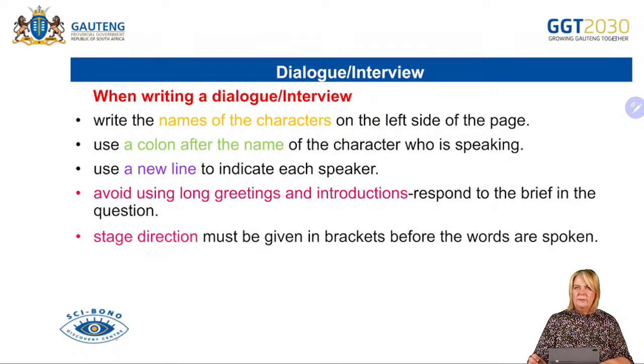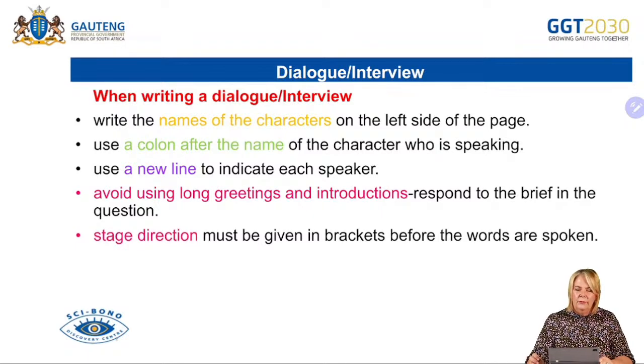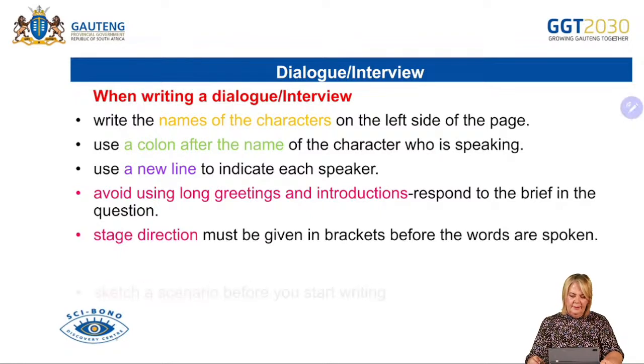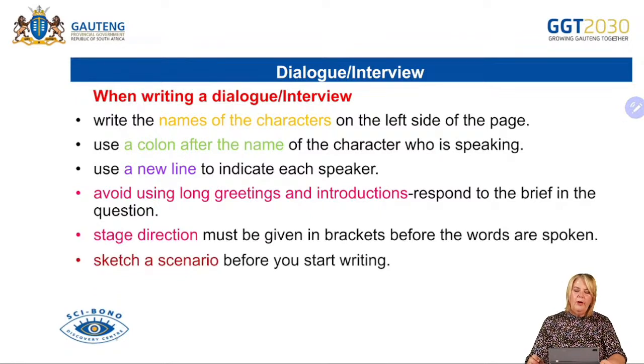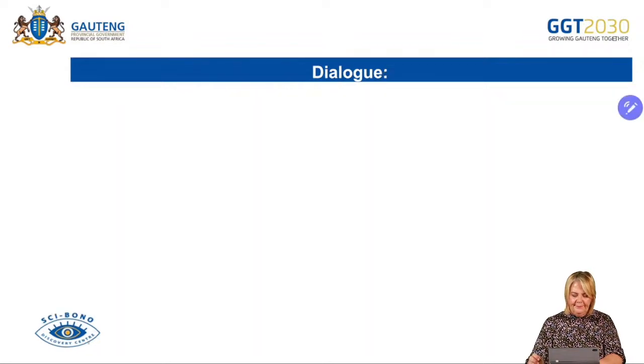Stage directions must be given in brackets before the words are spoken. Stage directions is what the actor should do. He should jump up and down, or he should turn to his left, or he should fold his arms. Right, that is the actions. Sketch a scenario before you start writing. In other words, as an introduction, where is it taking place, what is taking place, who are involved. Okay, that's very important.